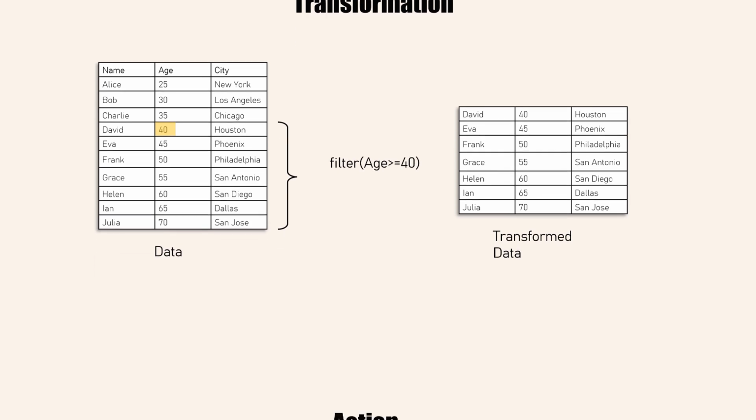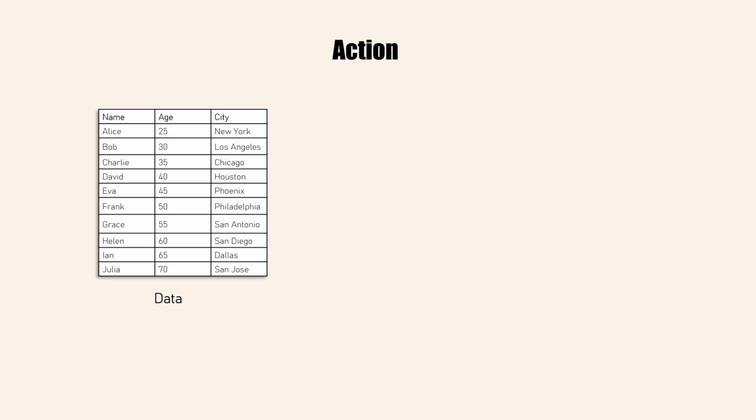What is action? On this same data, if I ask you a different question now, okay, give me the count of rows in this data. The count is 10. Or if I ask you another question, say, save this data as text file. Then you give me the output of text file. Such an operation is called action.